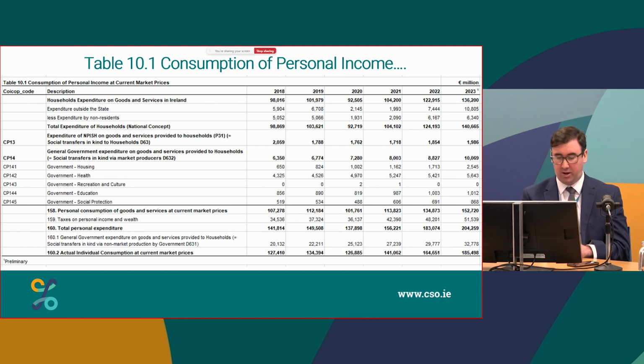Just one other aggregate I'll highlight here is actual individual consumption, because it's especially important in international comparisons. The only difference with PCE is that we include all of the individual expenditure of government, so the market and the non-market.